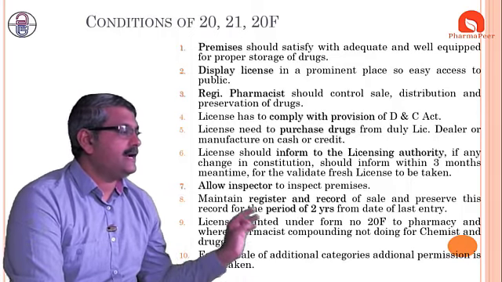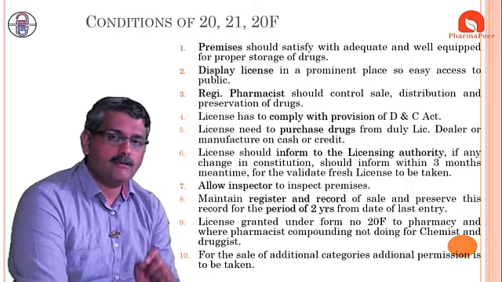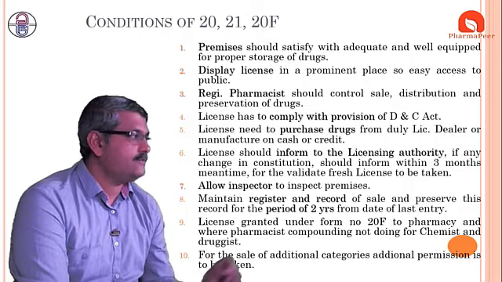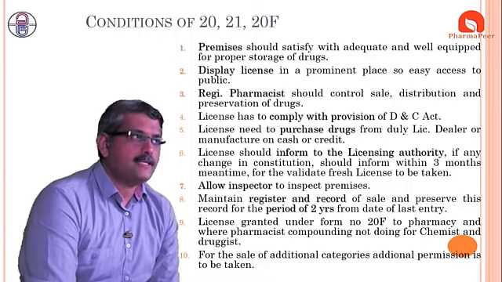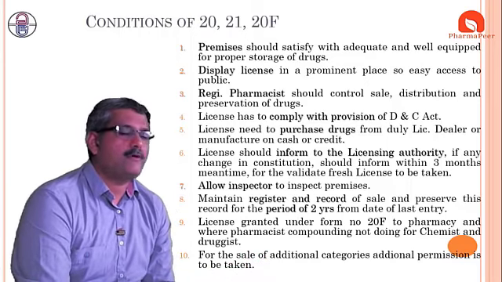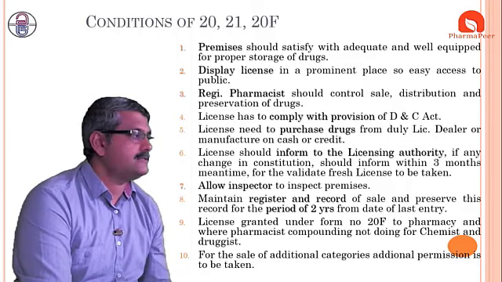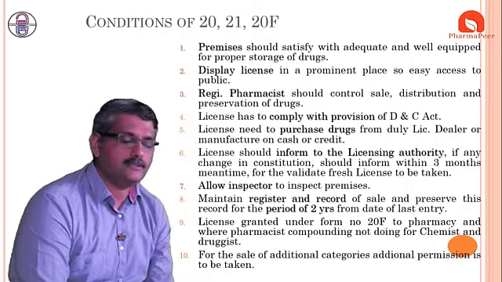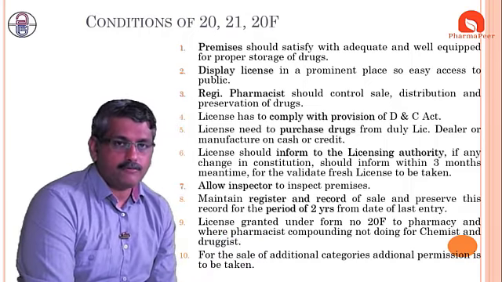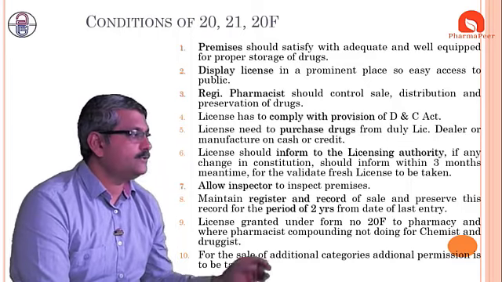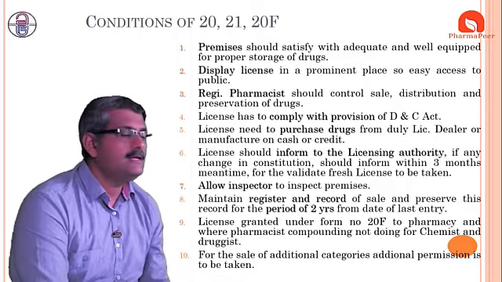And for the sale of any additional category of medicine, we need to take additional permission. It means that if we have a license of form number 20 for the sale of drugs other than C, C1 and X, and we try to sell a Schedule X drug, then it is an offense. We need to take an additional license, additional permission, and then we can sell it.